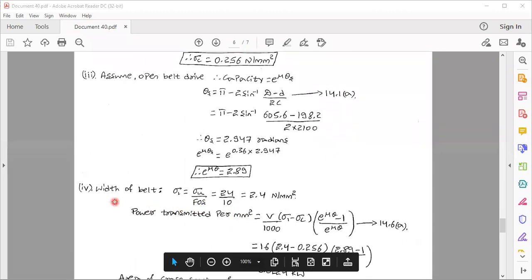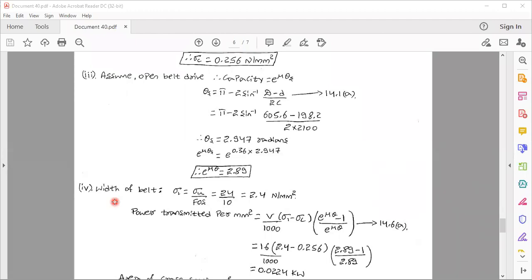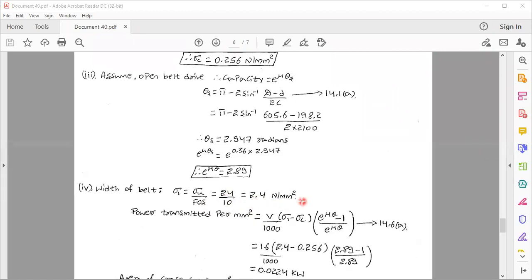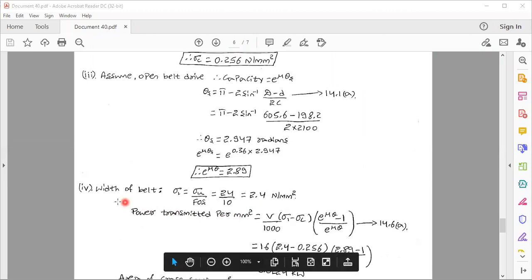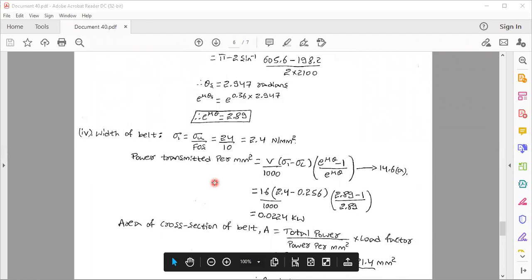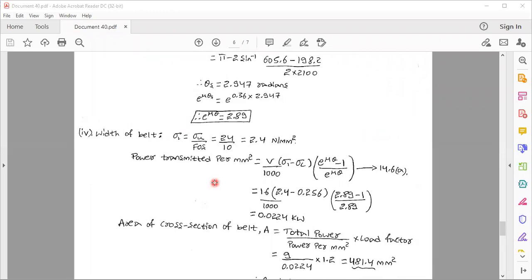Next, he has asked you to calculate the width of the belt. To calculate the width of the belt, you need to consider the permissible stress. If factor of safety is given, in this case it is 10, the permissible stress is equal to ultimate stress divided by factor of safety, 24 divided by 10. It is 2.4 megapascal or Newton per mm square. To calculate the width of the belt, you can use the cross-sectional area.